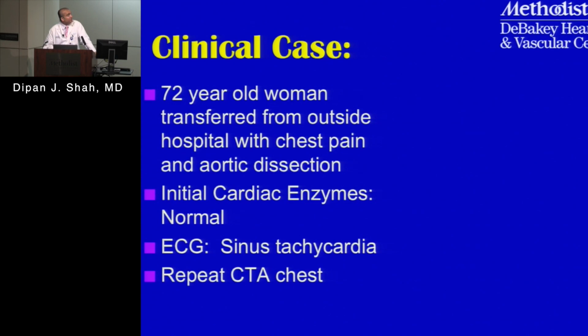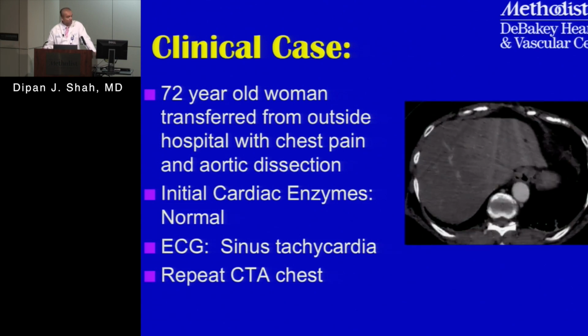So let's start off with a case. This is a 72-year-old woman who was transferred here from an outside hospital with presentation of acute chest pain and aortic dissection. Her initial cardiac enzymes at the outside hospital were normal. EKG showed sinus tachycardia, and then when she gets here, she undergoes a repeat CTA scan. So this is the scan done here at our institution.